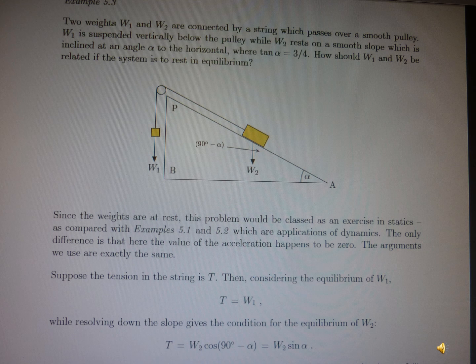So we write down the equation T is equal to W1, that's the first equation, and also T is equal to W2 cos(90 minus alpha). This is W2 sin alpha. So those are the two equations we will use to solve this problem.